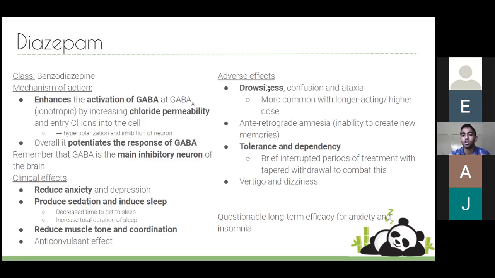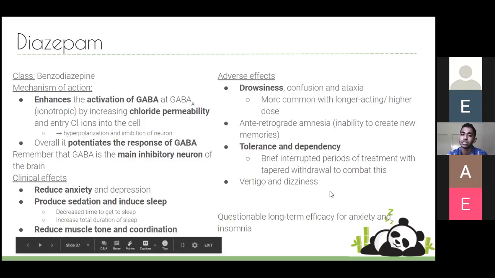Adverse effects. If we have too much sleepiness, we can get drowsy during the day. We can get confusion and ataxia. And this is more common if we're putting them on a longer duration of benzodiazepines, or if we use a higher dose of benzodiazepines. You can also get anterograde amnesia, so you can't form new memories, and you can also build up tolerance and dependency eventually. So that's why it's really important to wean them off eventually.